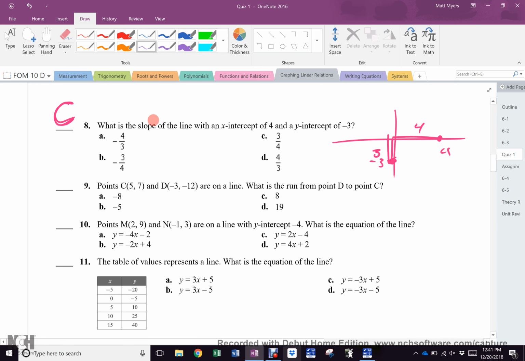Like, A. Number 9. D. A. C. Please explain. Point C is at 5, 7. Point D is at -3, -12. I want to go from D to C. Right. I did the y positive. I did the x2, x1, y1. Well, fortunately, this is a quiz, and it's not going to hurt you, but you're going to learn from your mistake.